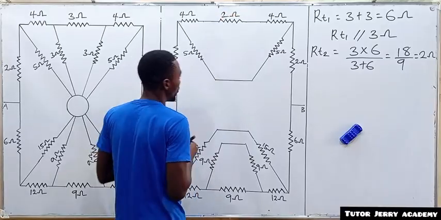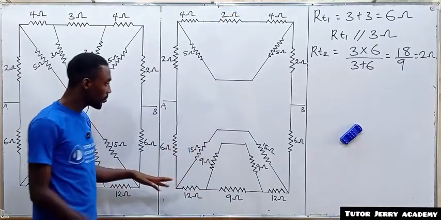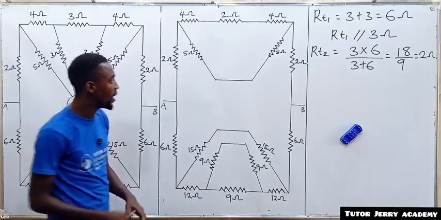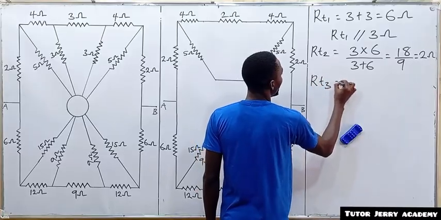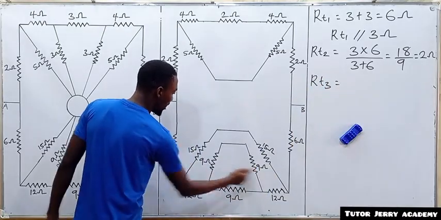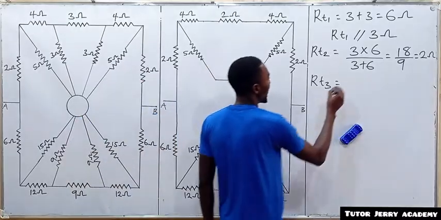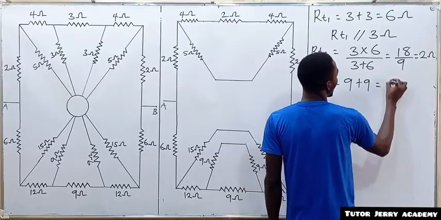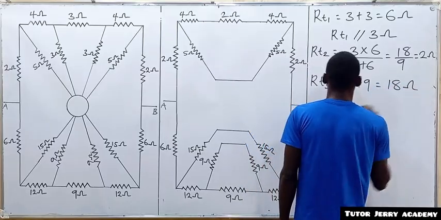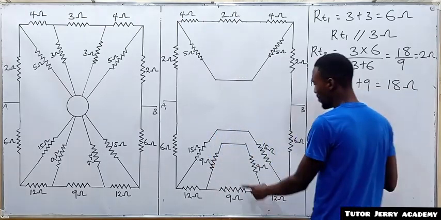All right, so that's it. So we are done with that. Now let's come here to, so here let's use RT3. RT3 will be equals to this one and this one that are in series. That is 9 plus 9, which is going to give us 18 ohms.